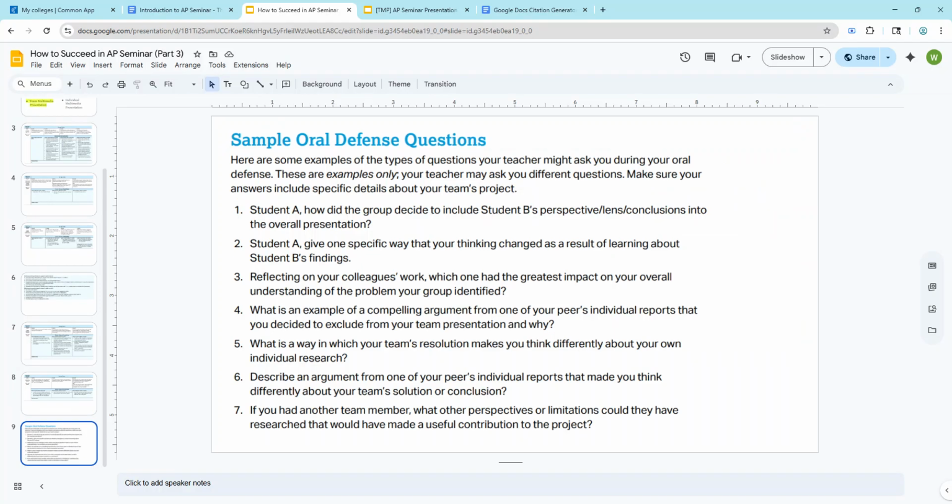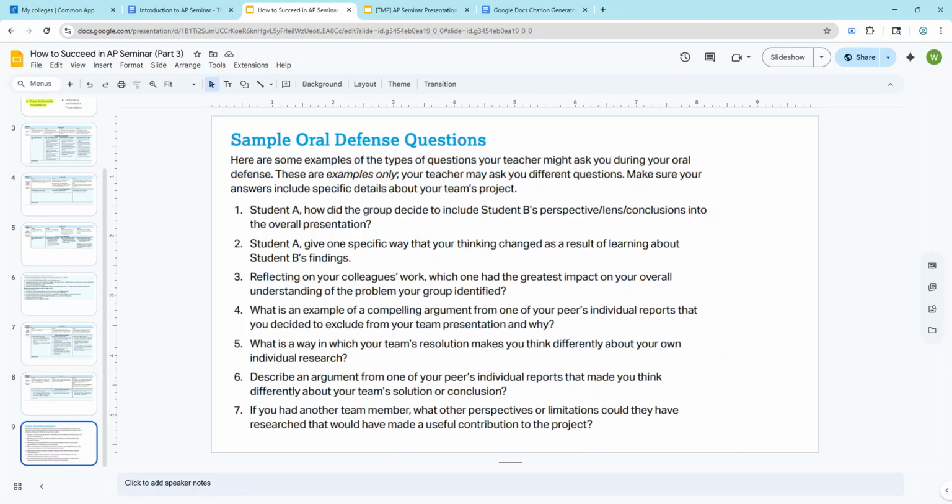1. Student A, how did the group decide to include student B's perspective, lens, and conclusions into the overall presentation? 2. Student A, give one specific way that your thinking changed as a result of learning about student B's findings. 3. Reflecting on your colleagues' work, which one had the greatest impact on your overall understanding of the problem your group identified? 4. What is an example of a compelling argument from one of your peers' individual reports that you decided to exclude from your team presentation, and why?